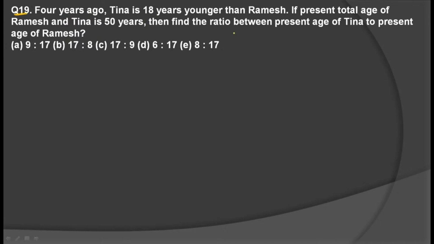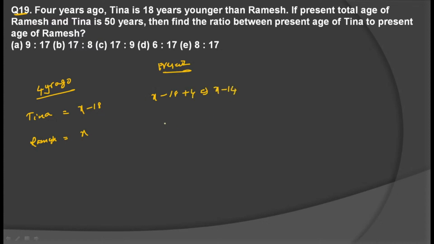The next question. 5 years ago, Tina is 8 years younger than Ramesh. So sorry, 4 years ago, right? 4 years ago, there is a person Tina. When compared to Ramesh, Tina is 18 years younger than Ramesh. Ramesh is X, so Tina is X minus 18. Now, if the present is asked, what is the present age of Tina now? X minus 18 plus 4 equals X minus 14. The same way, Ramesh's age is equal to X plus 4.